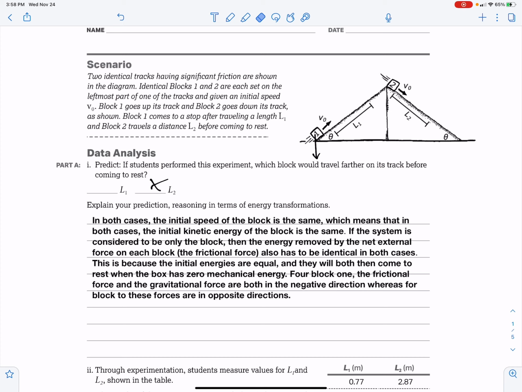For block 1, the frictional force and gravitational force are both in the negative direction, pointing down the hill. But for block 2, they are pointing in opposite directions. The component mg sine theta will go downhill and friction will go uphill. We'll see this derivation play out a little bit later on.